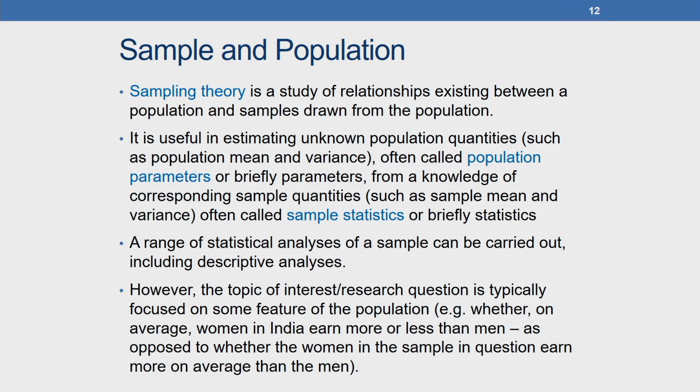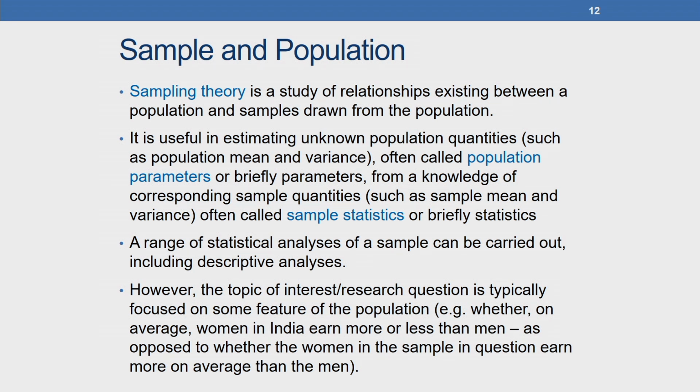So, in that sense, sampling theory studies the relationships existing between a population and samples drawn from the population. It is useful in estimating unknown population quantities such as population mean and variance, often called population parameters. When we are trying to calculate the average weight and height of a class of 100 children, let us say, based upon the population, what we are essentially doing is estimating population parameters.